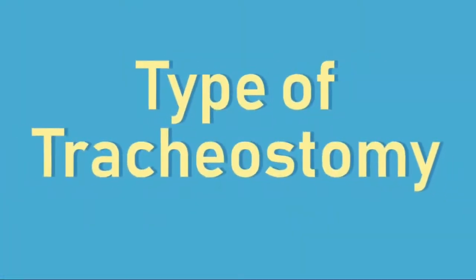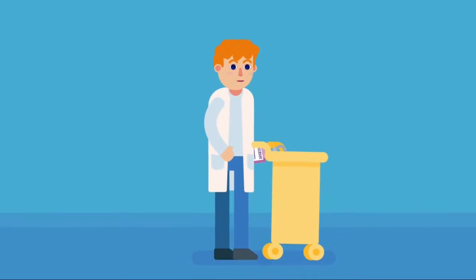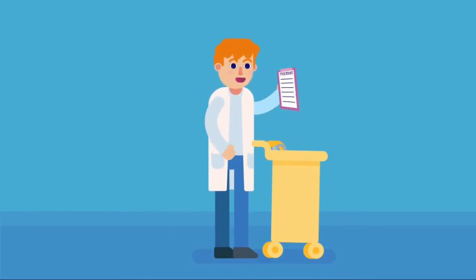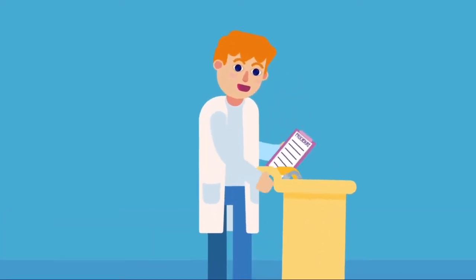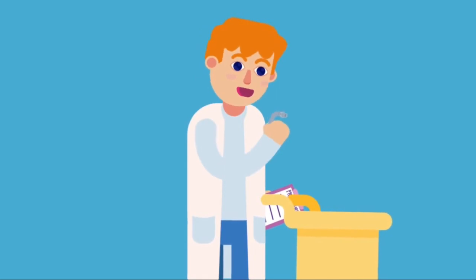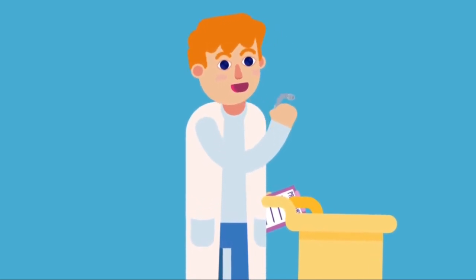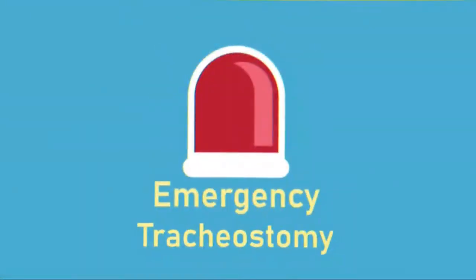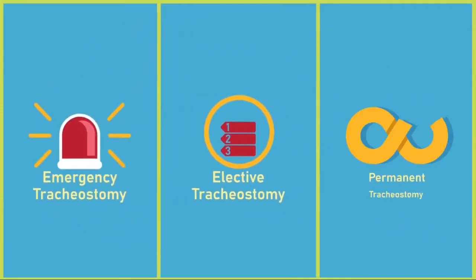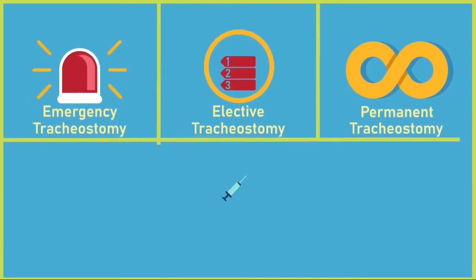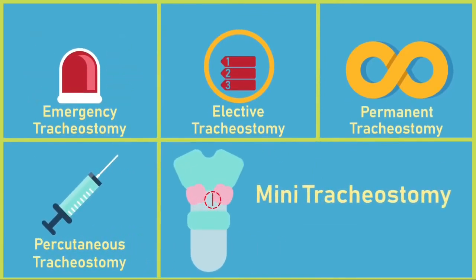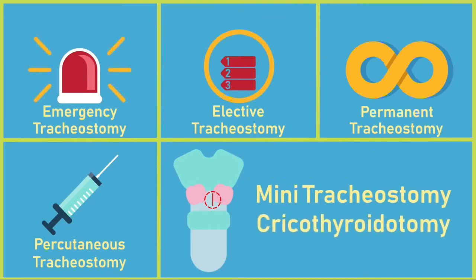Types of tracheostomy. There are various types of tracheostomy procedures, depending on the circumstances of the patient and the treatment intent. Similarly, there are various types of tracheostomy tubes, each with specific functions. The common types of tracheostomy procedures are: 1. Emergency tracheostomy, 2. Elective tracheostomy, 3. Permanent tracheostomy, 4. Percutaneous tracheostomy, 5. Mini tracheostomy, also known as cricothyroidotomy.